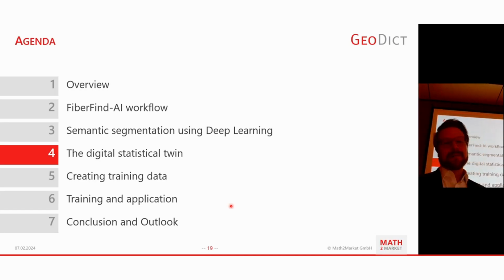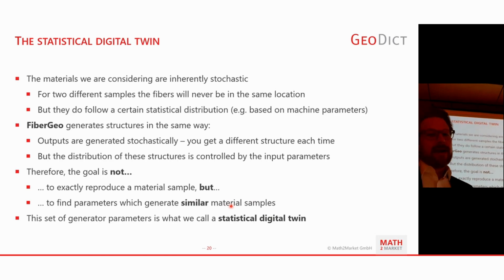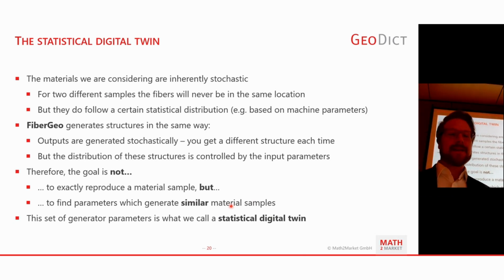So the next part is about the digital statistical twin. What is a digital statistical twin, and how can we obtain a digital statistical twin of the family of structures that we want to characterize? So the materials we are considering here, at least, the fiber structures, the nonwovens, are inherently stochastic. So that means for two different material samples, the fibers will never be in the same location. But they do follow a certain statistical distribution, for example, based on the machine parameters of our production.